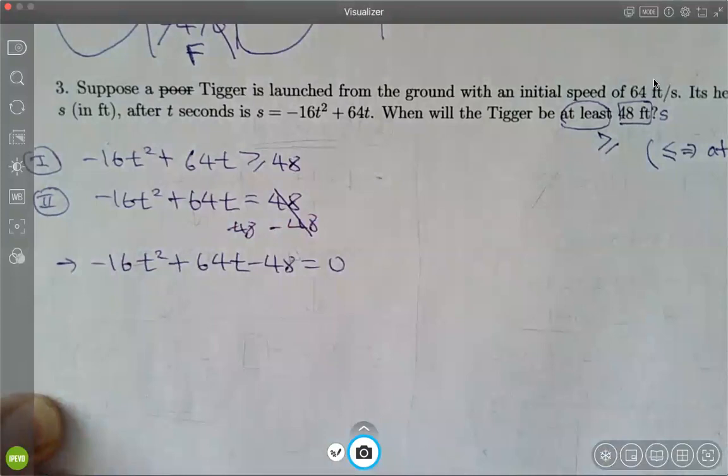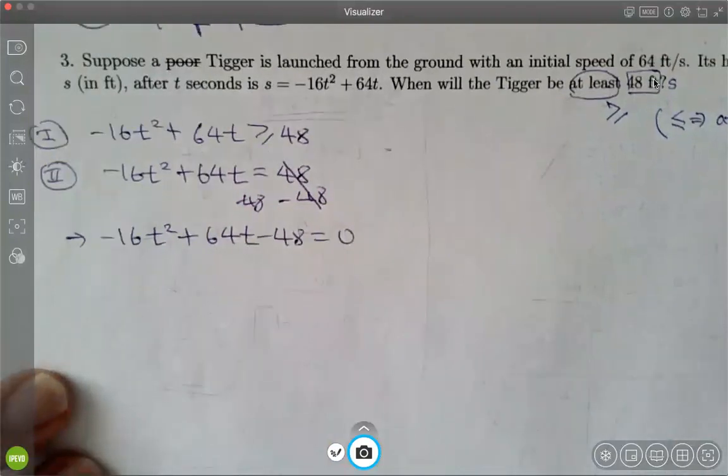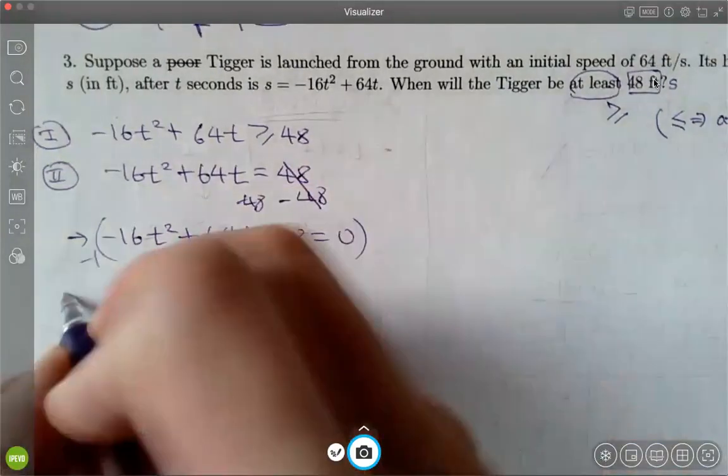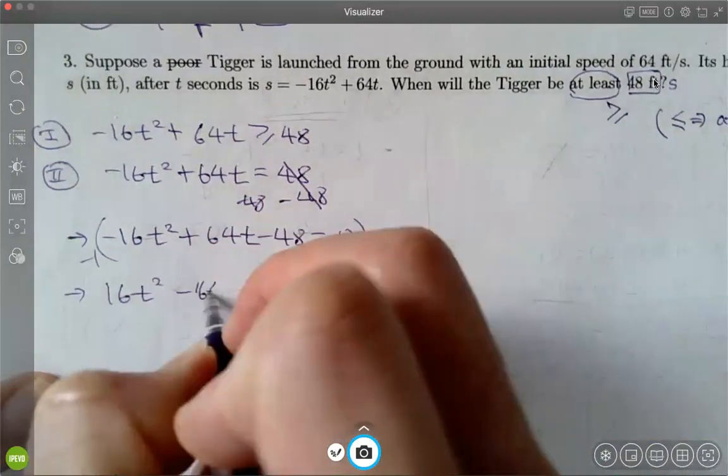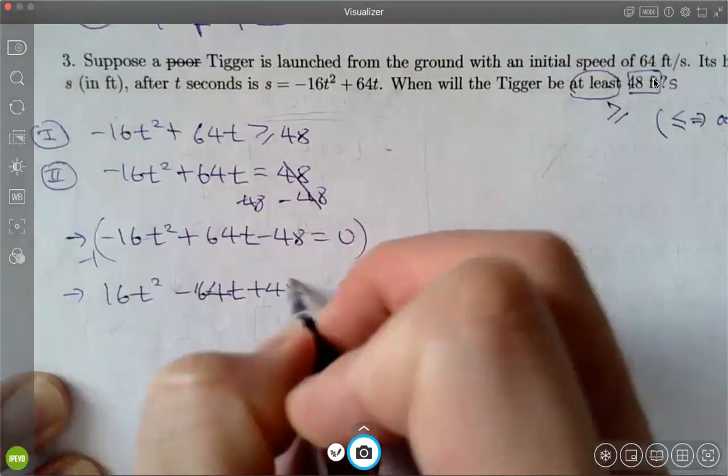And then we come across a small issue, which is the negative sign in front, right? So what do we have to do? Multiply by negative 1 and change all the signs. So 16t squared minus 64t plus 48 is equal to 0.